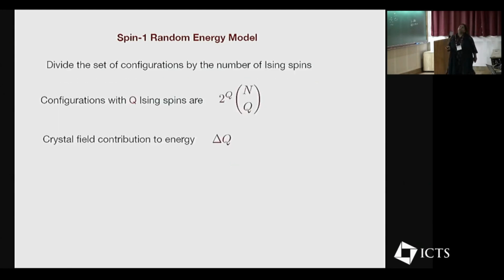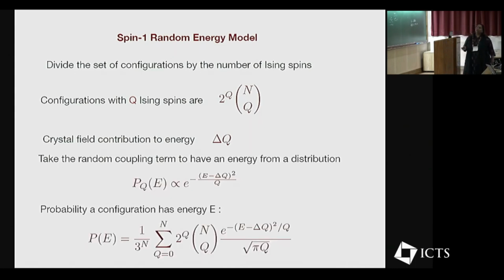So that is what we take into consideration. Based on this, we divide the set of configurations by the number of Ising spins the configurations have. The number of configurations with q Ising spins, it's easy to see, are so many. Now there's an additional factor one adds, which is the crystal field. For every plus or minus 1 spin, we add a crystal field which tells whether the system has chosen a plus or minus 1 spin, the Ising spin, or the 0 spin. If that is the case, then for such configurations for which q is fixed, the crystal field contribution to the energy is just Δq.